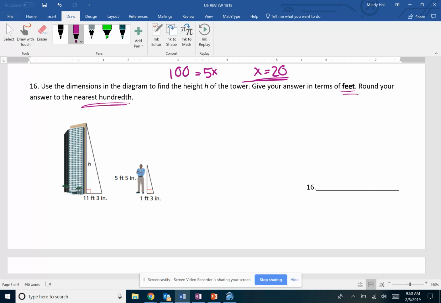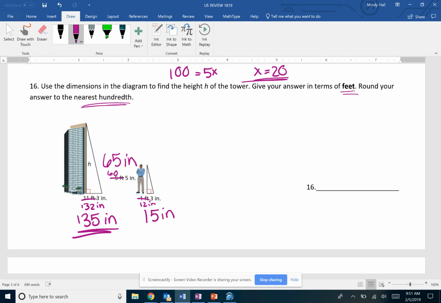So even though they want it in nearest foot, I'm going to convert all of these to inches. That way I don't have any repeating decimals, because that generally makes things a little bit more complicated. So if it's 11 feet long, that is 132 inches. So plus that 3 inches is 135 inches. 5'5", 5 is 60 inches, so that means he's 65 inches tall. And then 1'3", obviously 1 foot is 12 inches, so his shadow is 15 inches long.